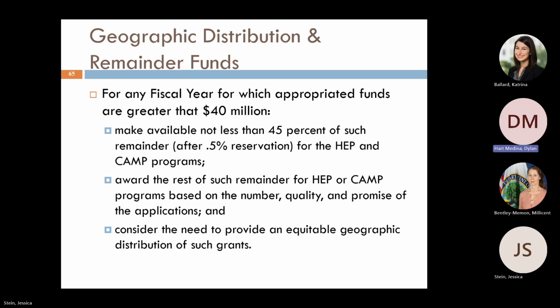Geographic distribution and remainder of funds. Because the HEP and CAMP programs may receive more than $40 million in appropriations for FY 2025, there are two additional factors that may affect the number and distribution of grants. The first is that after awarding 45% of the appropriated funds to each program, the U.S. Department of Education will award the remainder of the available funds to HEP and CAMP projects based on the number, quality, and promise of the applications.